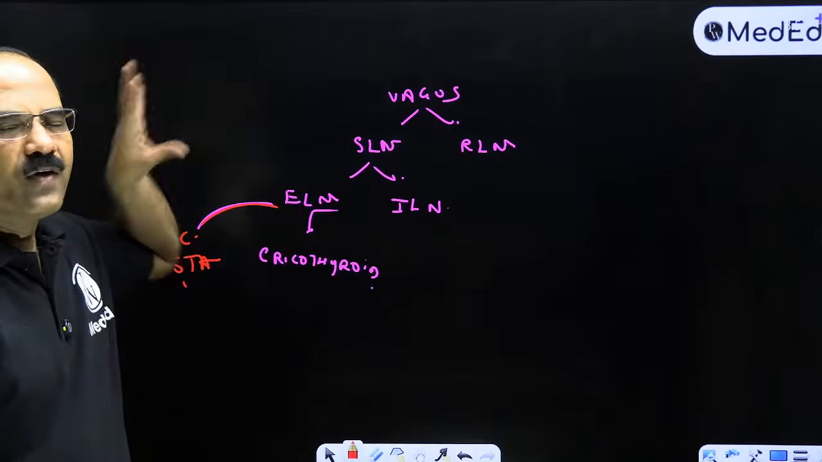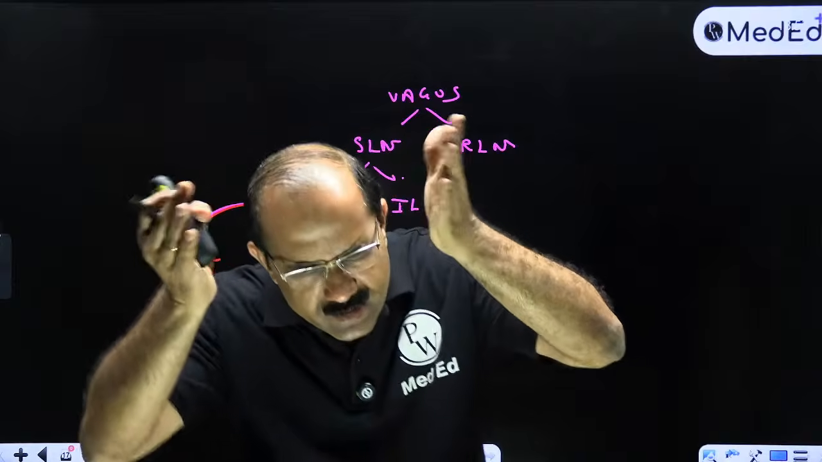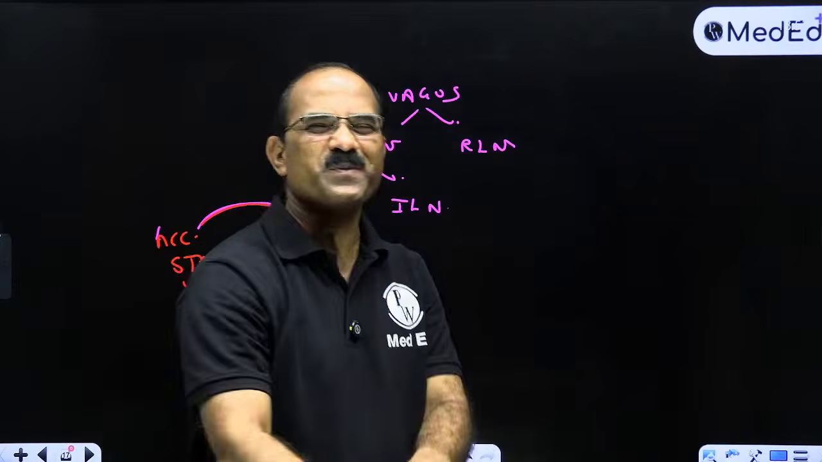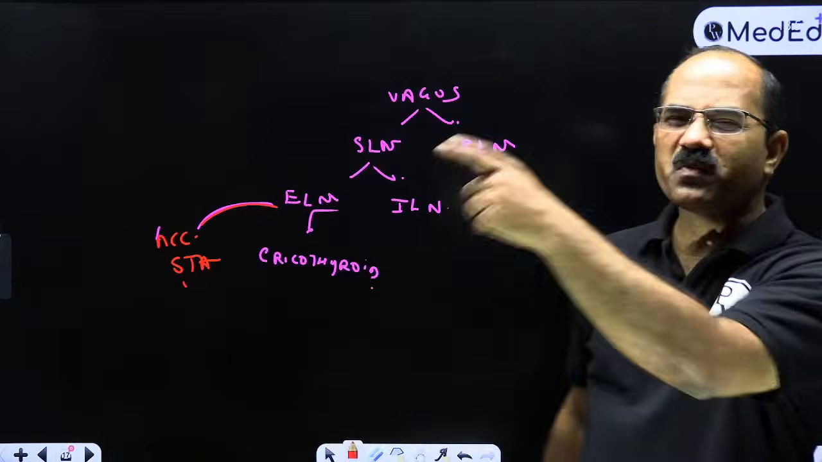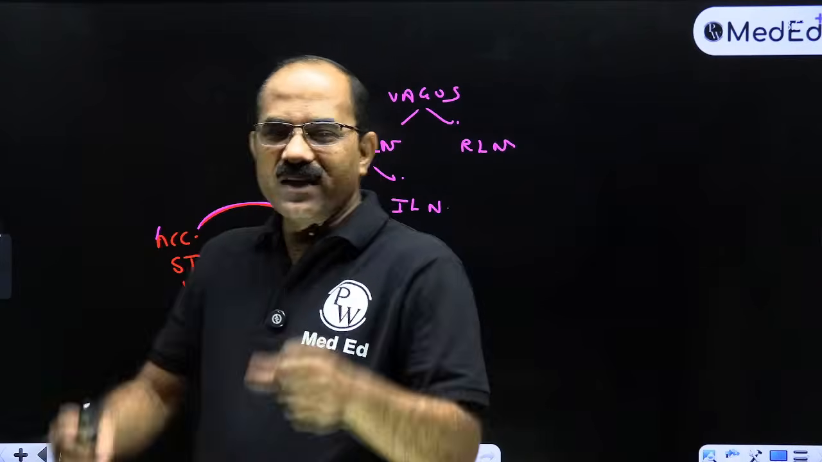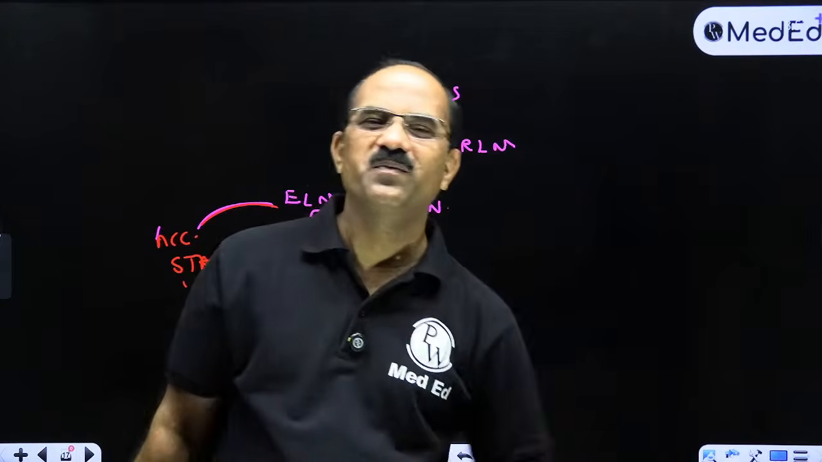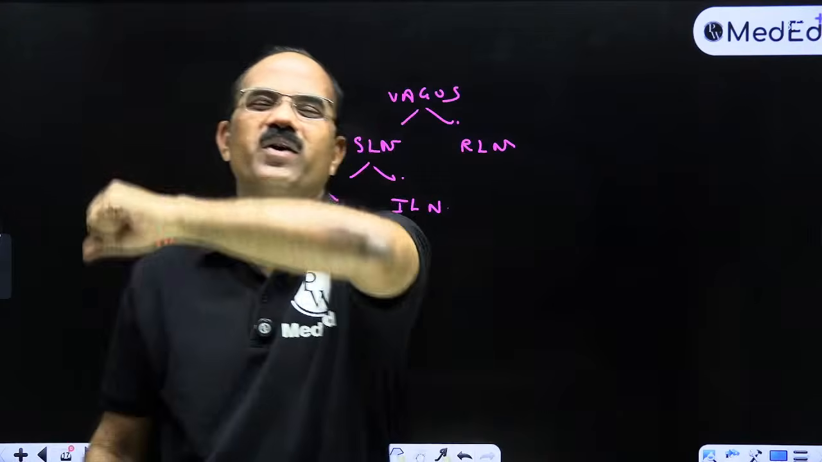External laryngeal nerve supplies the cricothyroid. Cricothyroid का action is tensor of the vocal cords. Tensor of the vocal cords is cricothyroid. अगर cricothyroid is damaged, the tensor action is lost. Loss of timbre of the voice. वो होता है loss of timbre of the voice, right?